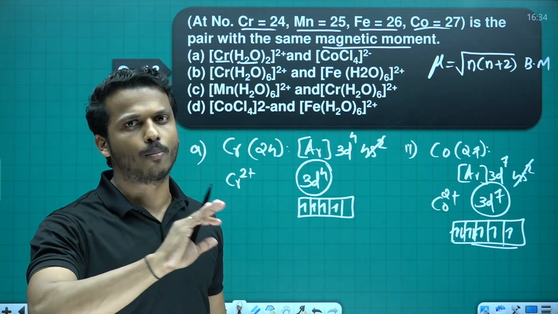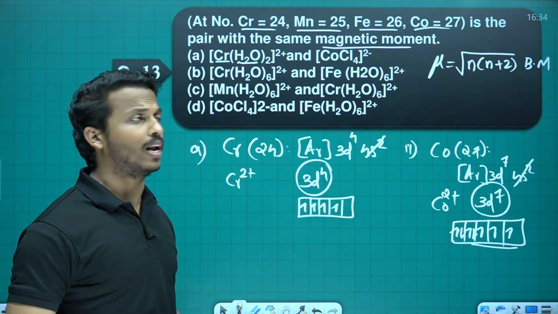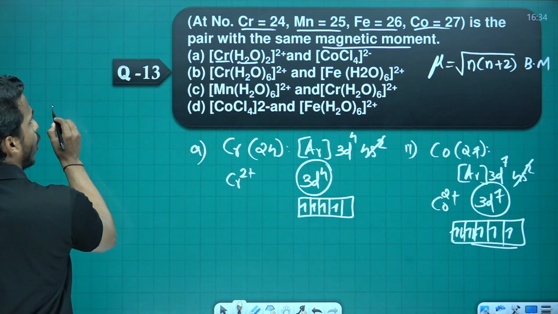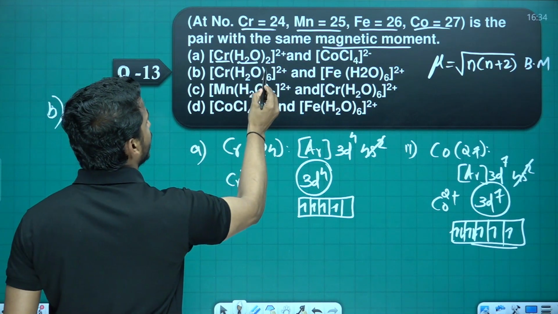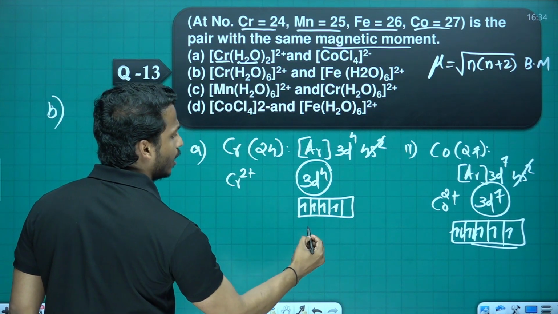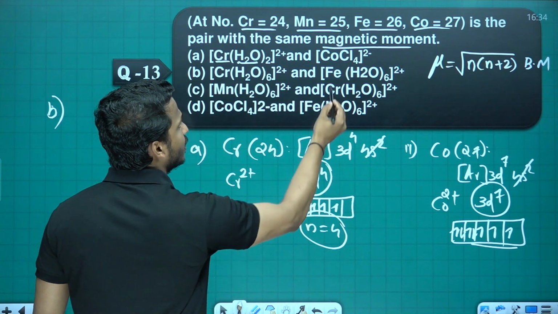Definitely their magnetic moment won't be the same because their number of unpaired electrons are different. So let me check it with option B. Option B, I think the first case is similar. Here n is equal to 4. Let me check the second one.